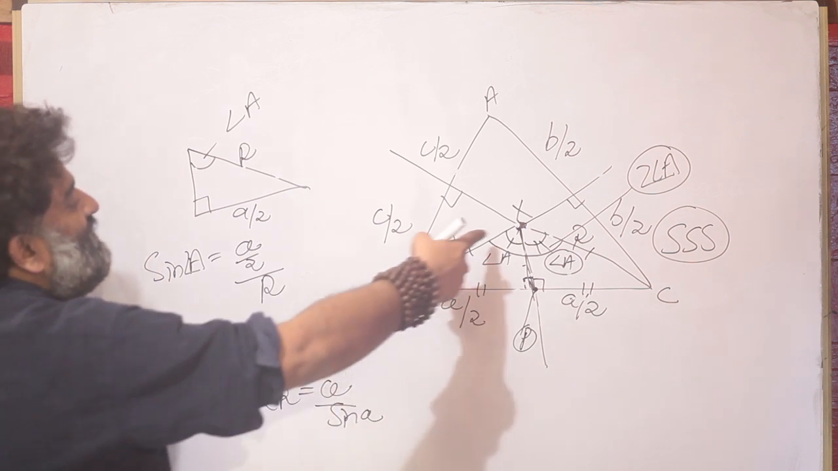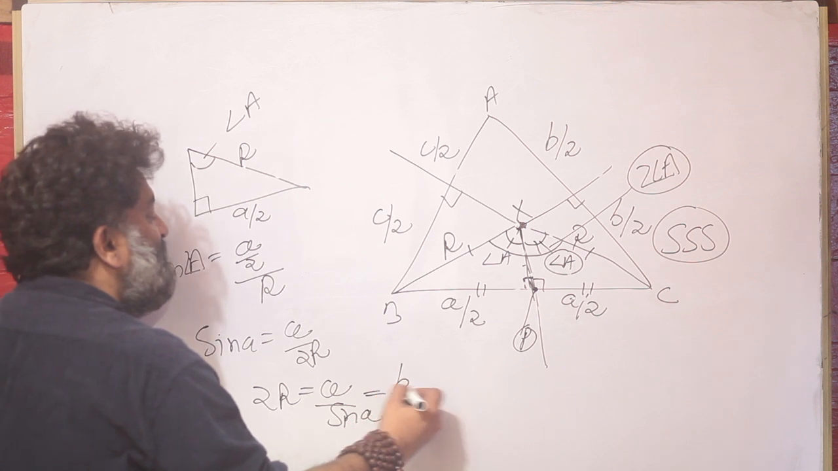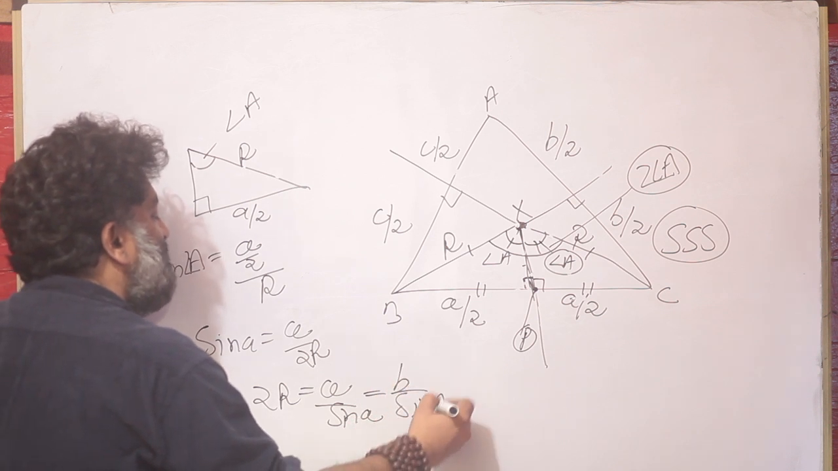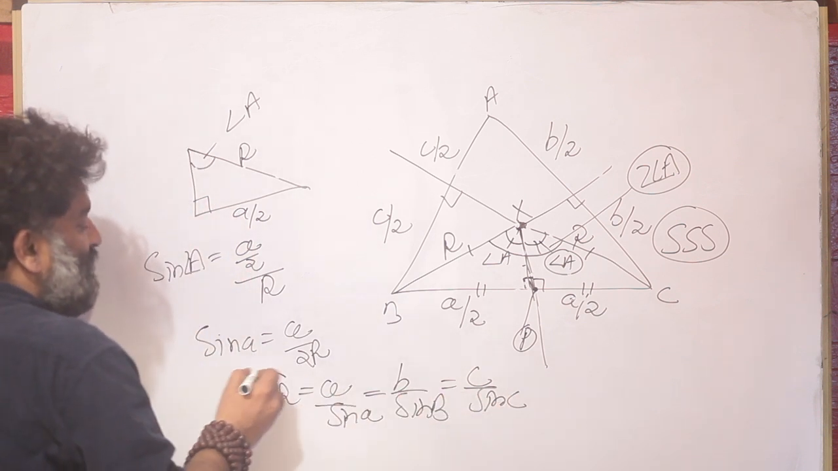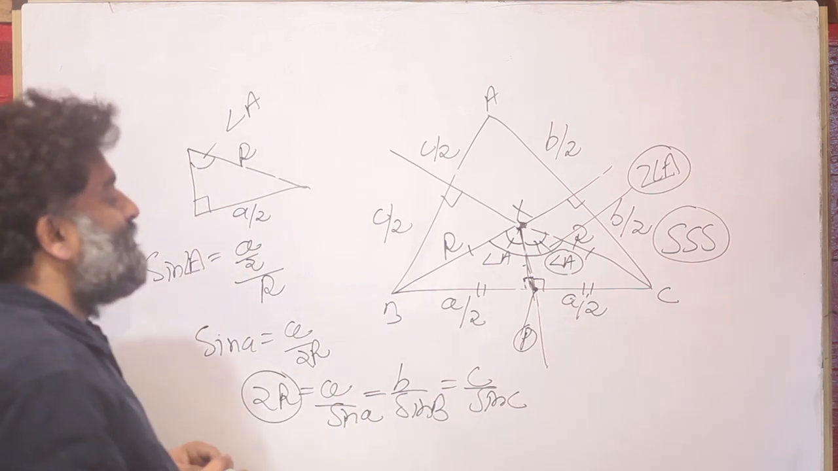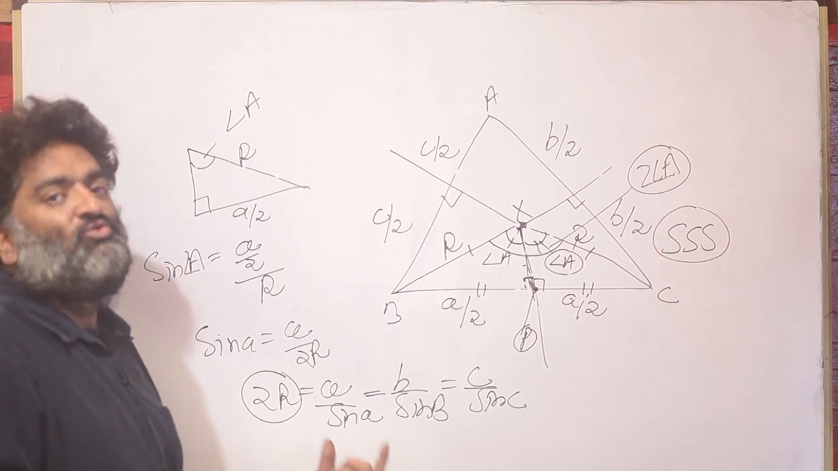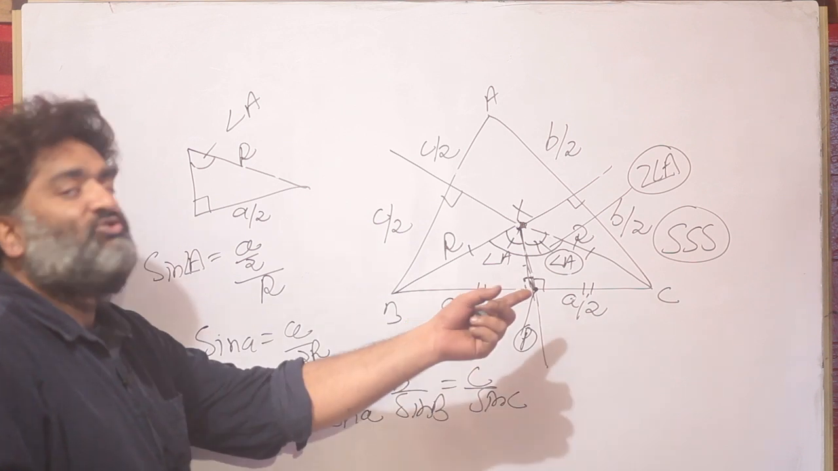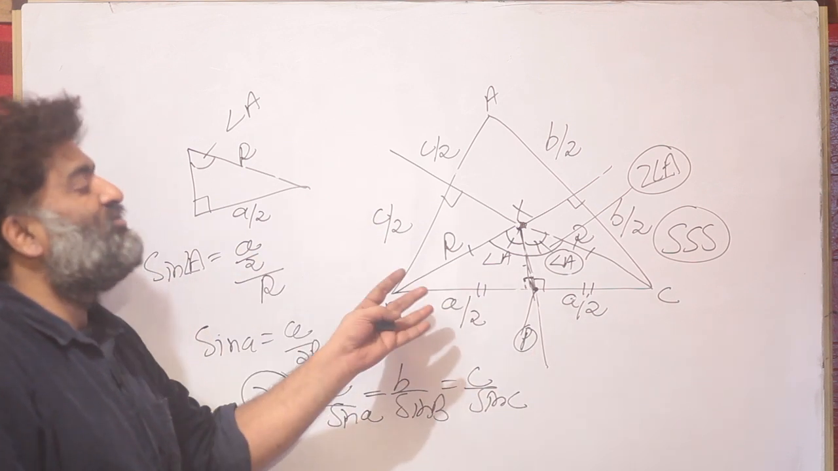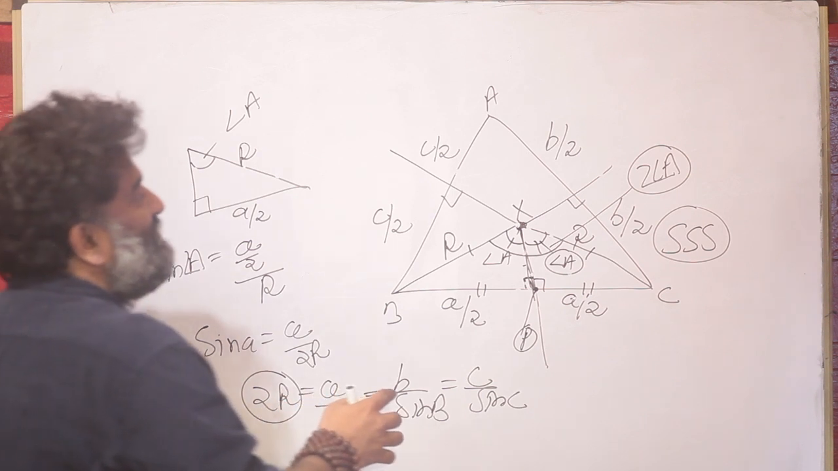Just the way you have worked it out for angle A, you can do the same proof for B, B upon sine B, and C upon sine C. All of them are going to be equal to 2R. So write this down somewhere, another important result or a rule which can come in handy sometime. And it will be immediately used, because you're still trying to connect the circumradius to the area. So capture this information somewhere.